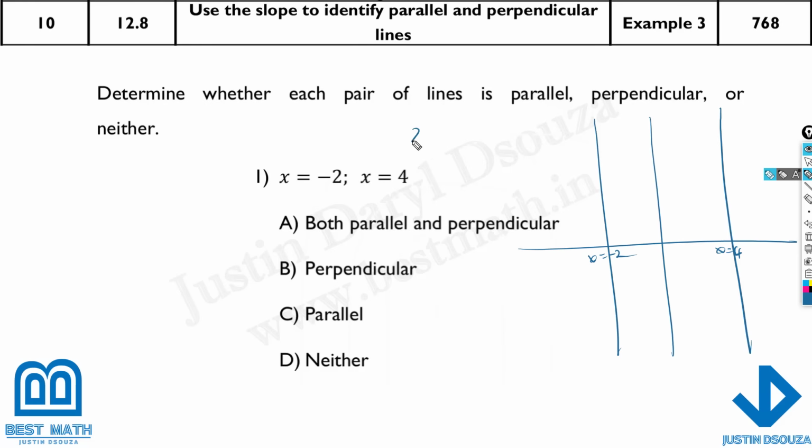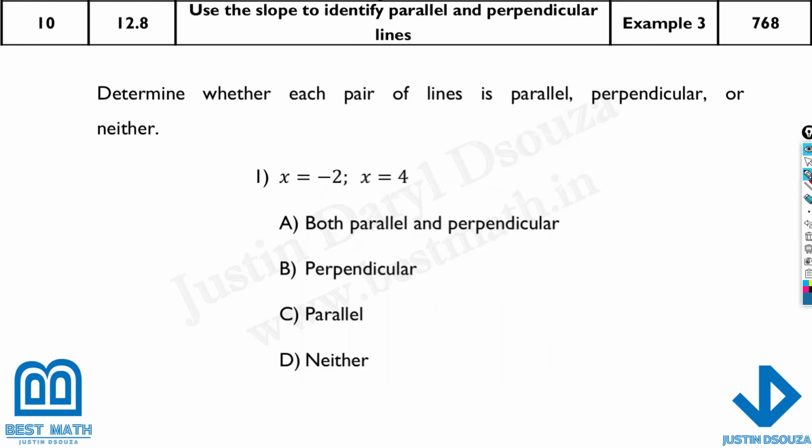But imagine it was x is equal to -2 and y is equal to 4. Then this would mean they are perpendicular. These two lines, they'll be perpendicular to each other in such cases. So here it's parallel, that's the answer.